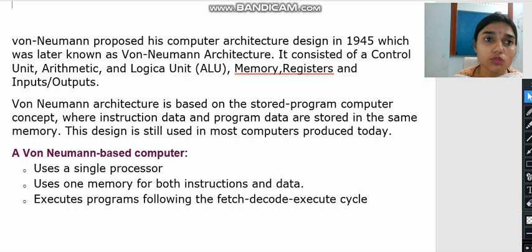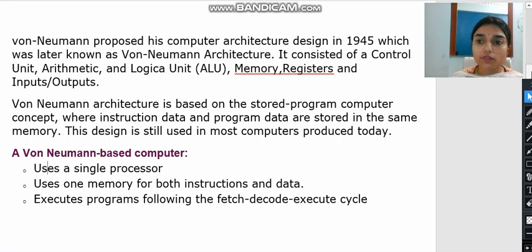Also, here the instructions are executed in a fetch, decode, execute cycle. First we have to fetch the instruction, then we have to decode, and finally we have to execute the instruction. In this way, the execution of the instruction is completed.